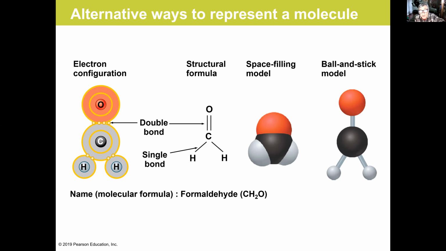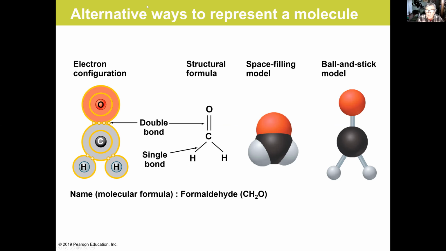So it forms a double bond, and coincidentally, carbon needs 2 more electrons to fill up its shell, so it makes a double bond. And it makes a compound called formaldehyde, CH2O. There's a space-filling model and a ball and stick model that represent those molecules. CH2O is called the molecular formula. It's what atoms are participating in the molecule and how many of them there are.